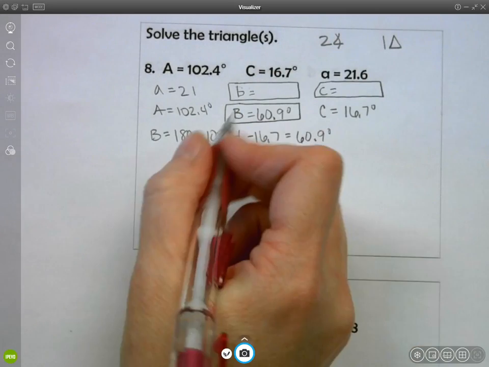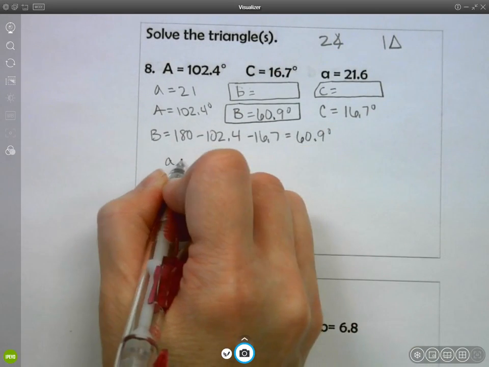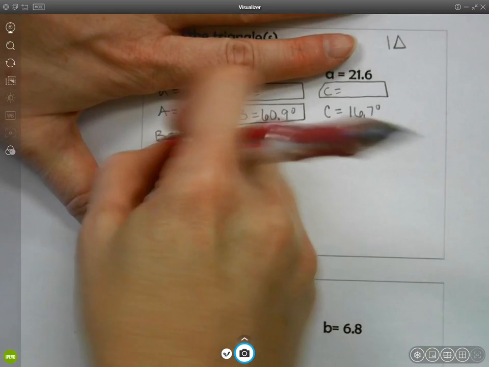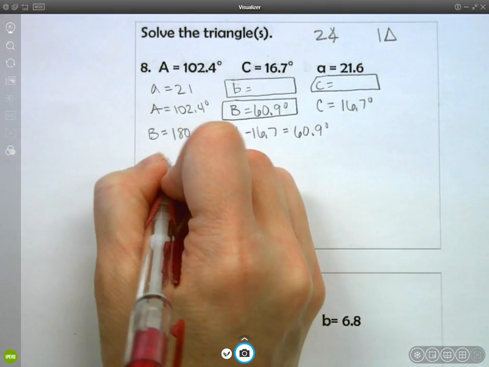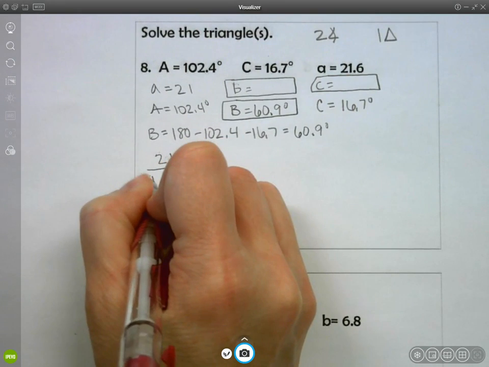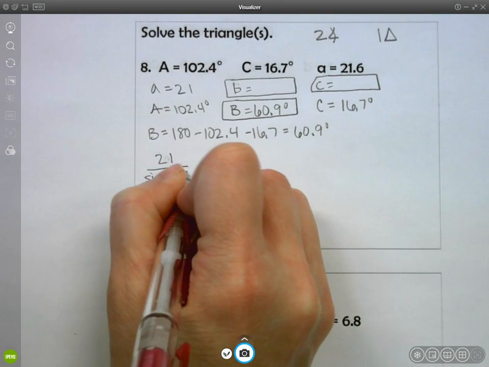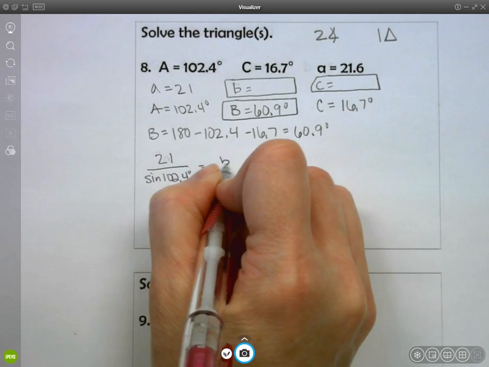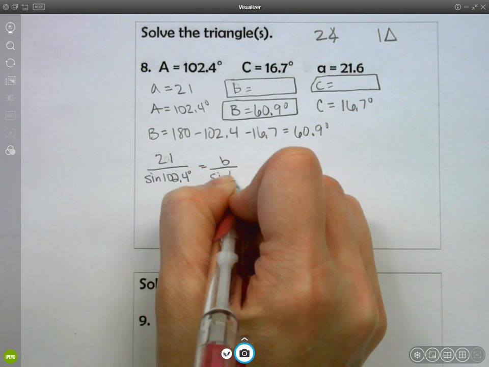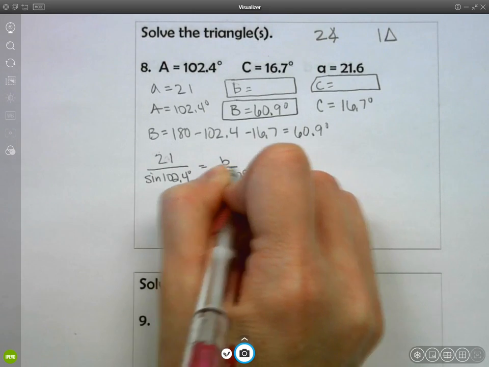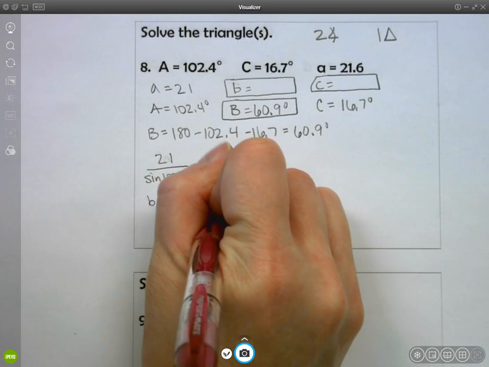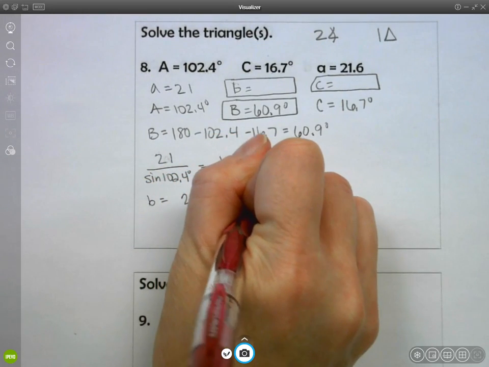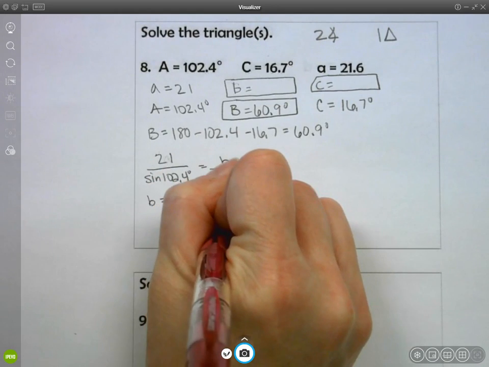Then we just do law of sines. I don't know why I keep writing an A. So we'll do 21 over sine of 102.4 is equal to B over sine of 60.9. So B will be equal to 21 sine of 60.9 over sine of 102.